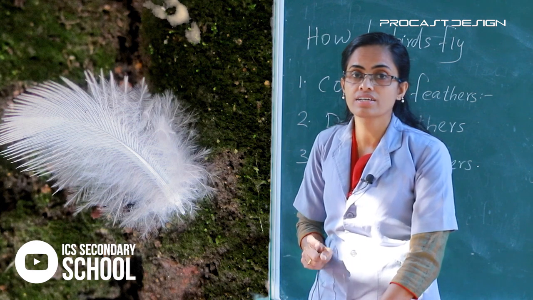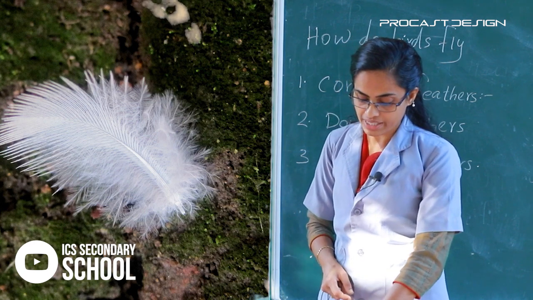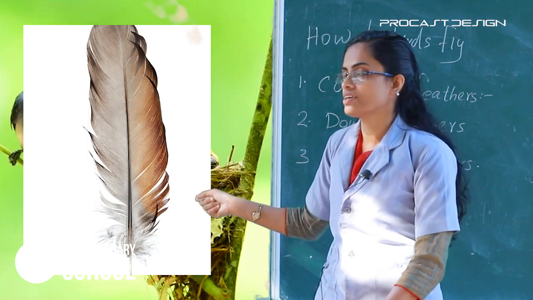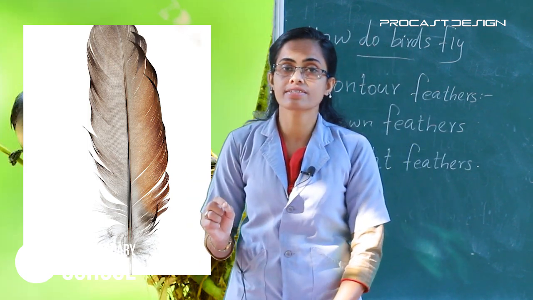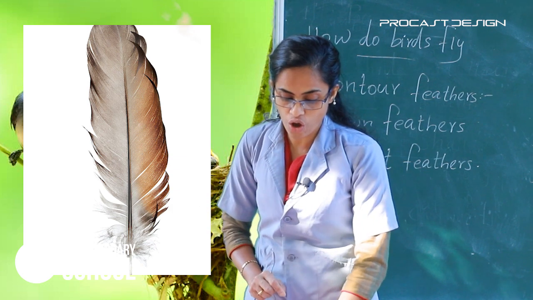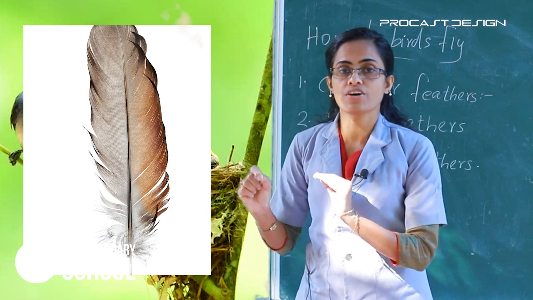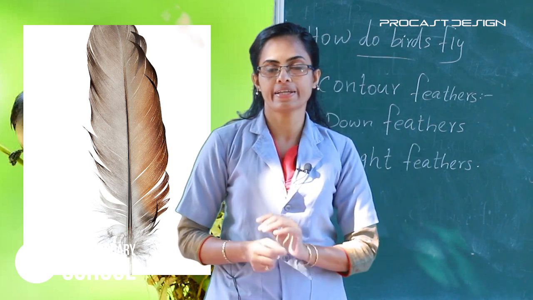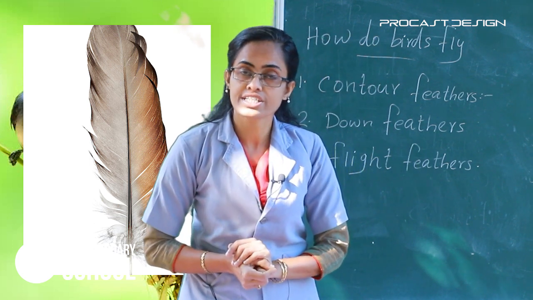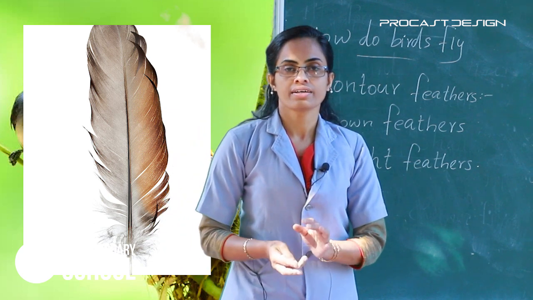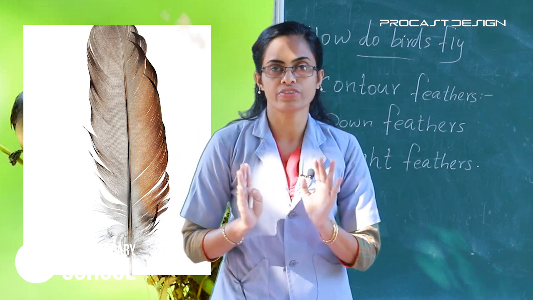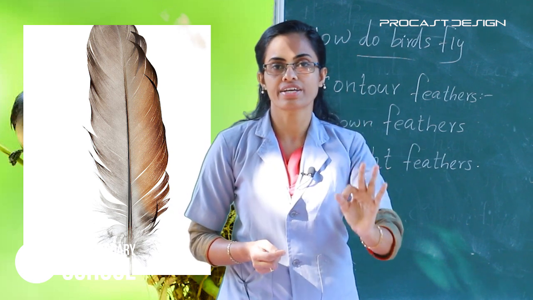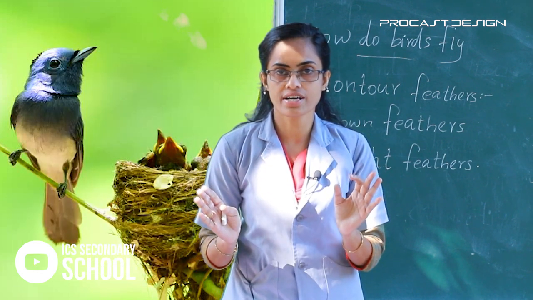They keep the bird's body warm. And the last one, flight feathers. Flight feathers are flat and long, and they are found in the wings and tail of a bird. These are the three types of feathers: contour feathers, down feathers, and flight feathers. All of you understand? Okay.